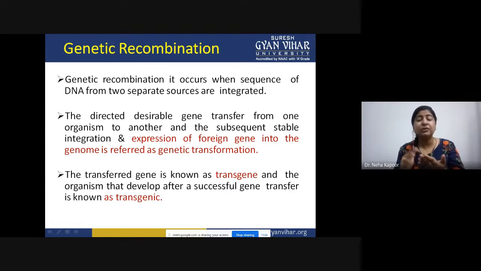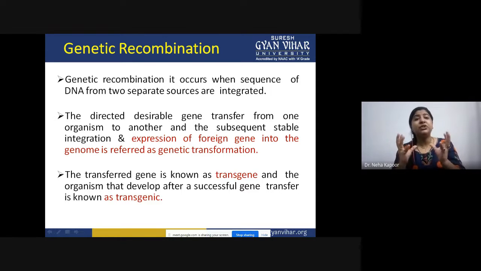The first important point is that gene transfer is directed, or specific. We excise one desirable gene so that another bacteria can have a similar kind of property. When we carry out this kind of directed, desirable gene transfer from one organism to another, and subsequently it is stably integrated and expressed in the recipient organism, that complete process is known as genetic recombination or genetic transformation.